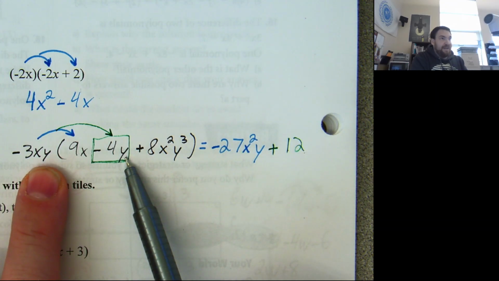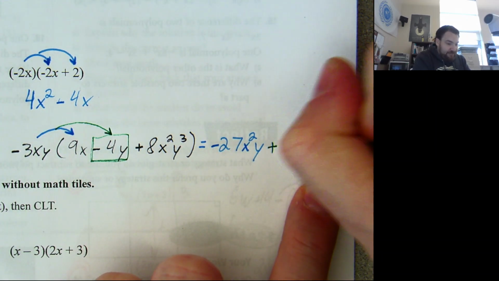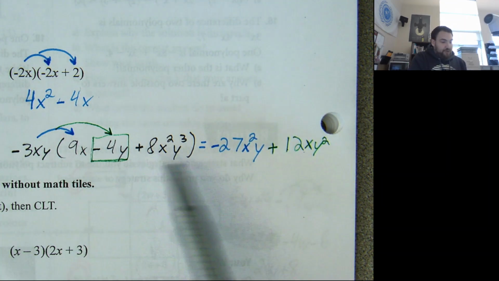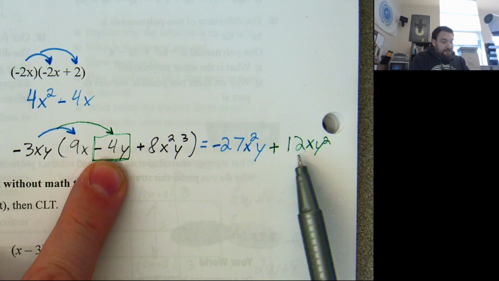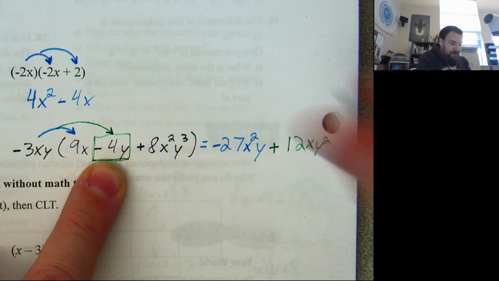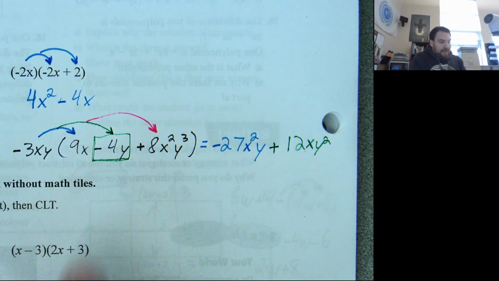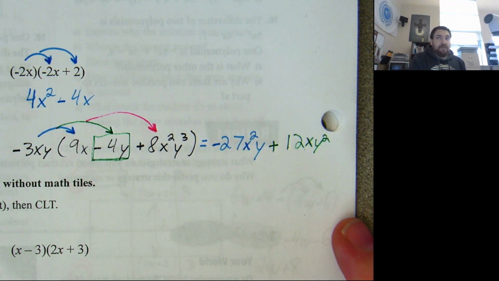My y times y is? Y squared. And that x has no one to group with, so it just comes along for the ride. And we're going to get something that looks like this. So the first multiplication gave me negative 27x squared y. The second step gave us the positive 12xy squared. And the last one I'm going to do in pink. I've got negative 3xy times 8x squared y cubed. What am I going to get?